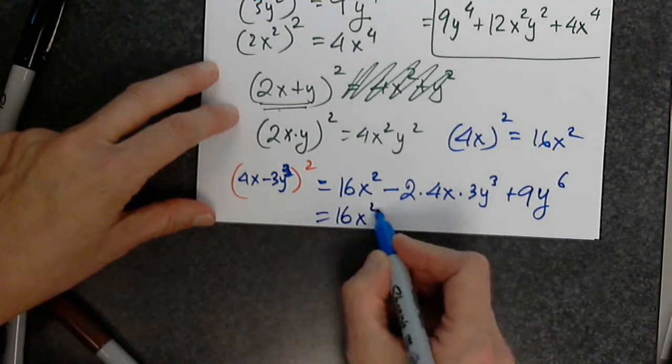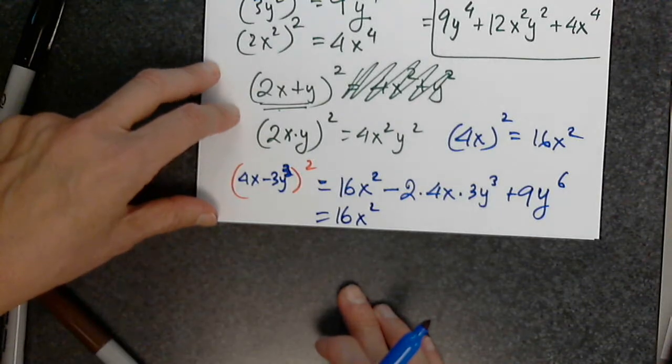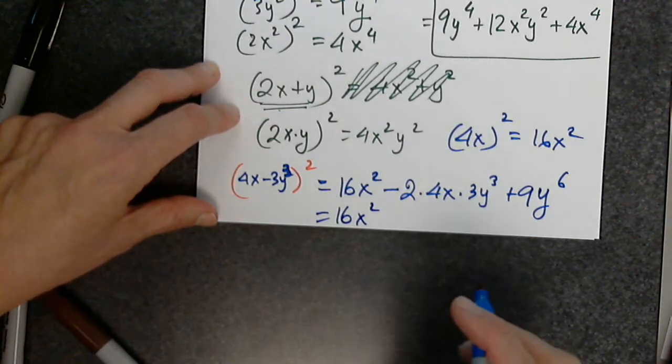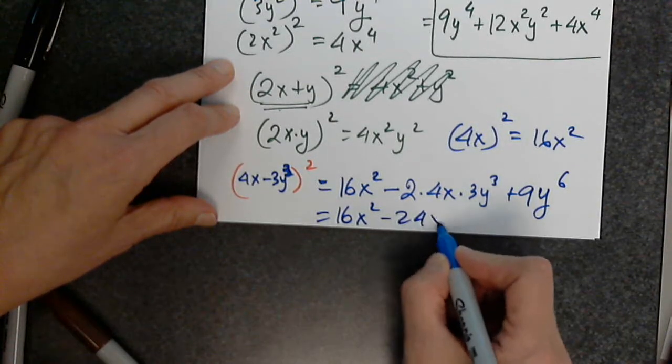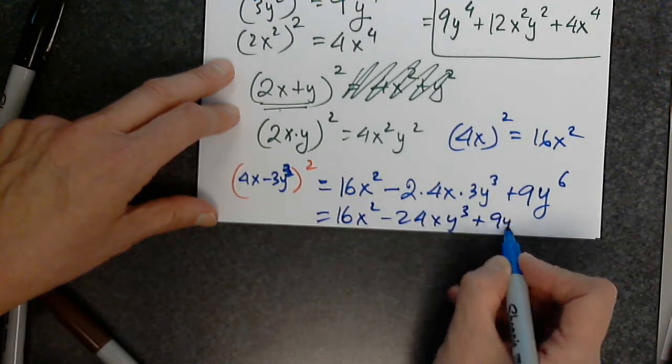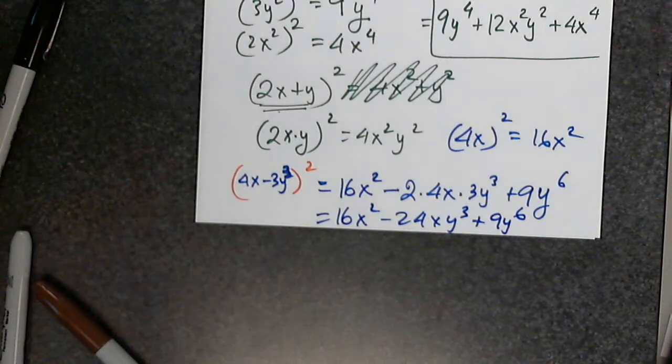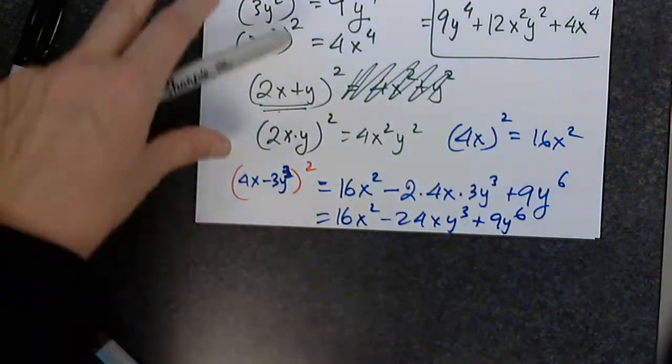So it's 16x squared and then? Well, minus 24. Yes. Plus 9y to the 6th. Very good. Awesome. We'll have more examples. I'll ask you to make one up again.